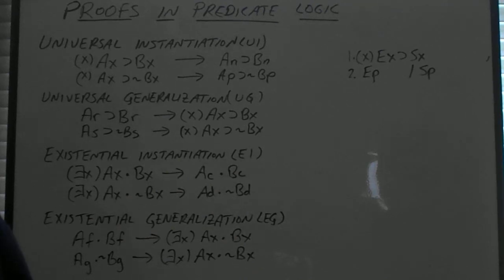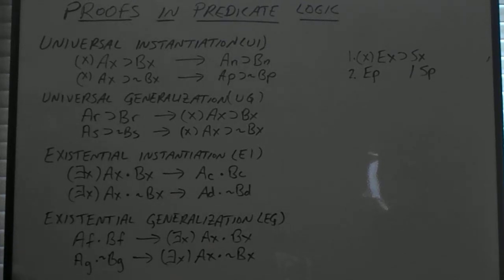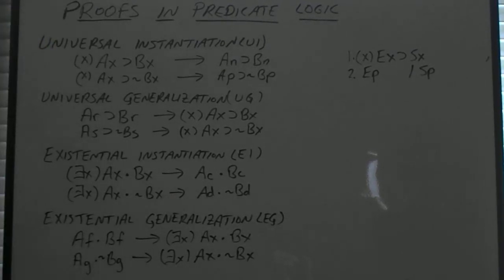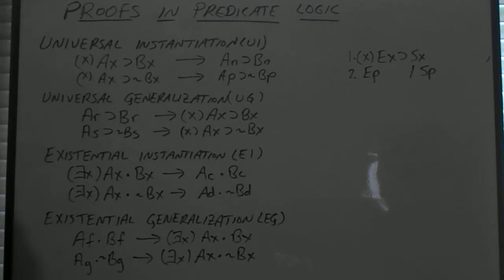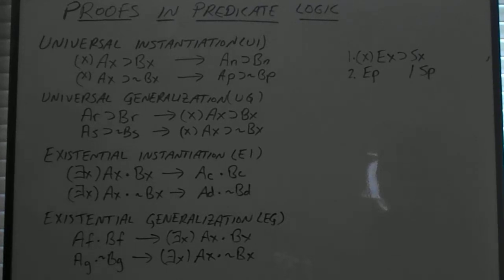Alright, so welcome back for our last logic section, section 8.2, in which we're going to learn how to do proofs within predicate logic. Doing proofs in predicate logic is pretty much the same as it was in propositional logic. You're going to have the same basic rules, modus ponens, modus tollens, hypothetical syllogism, all that fun stuff.